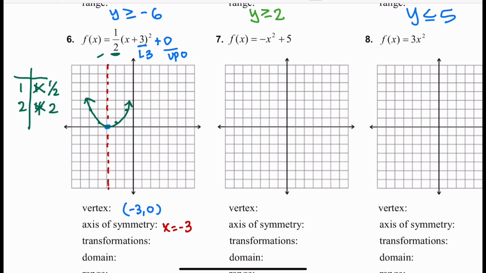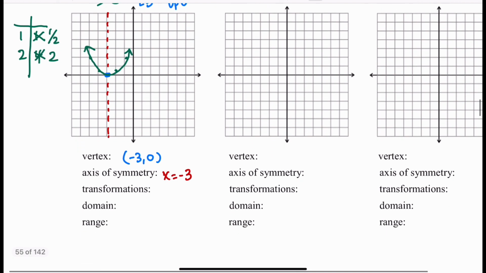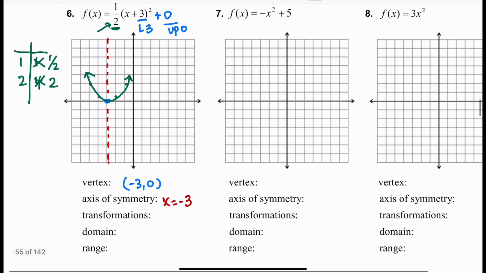Transformations: if it has a half, what happens vertically is it went half as high. So it's a vertical shrink because it's half the size. Vertical shrink, and it's by 1/2. It also has a left 3. It went left 3 units. Now it did not go up or down, so we're not going to put anything for the plus 0 because that didn't do anything to the graph.